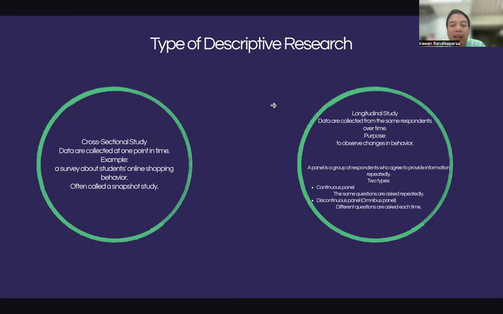In descriptive research itself, we have the cross-sectional study, where data are collected at one point in time, for example a survey about student online shopping behavior, or we call it a snapshot study. And also we have the longitudinal study. Data are collected from the same respondents over time, and the purpose is to observe change in behavior. Or we have a panel.